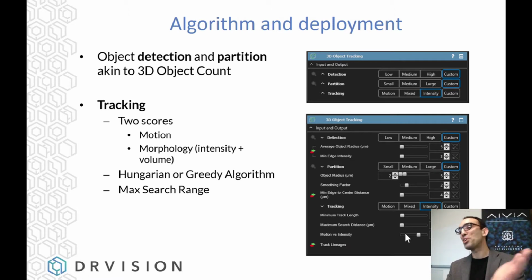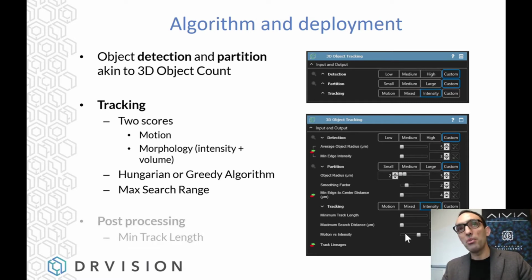If it's somewhere in between, you can just leave it in the middle, and it will work just fine. Once we have those two scores, we then use Hungarian or greedy algorithm to decide to assign the objects in time point 2 to time point 1 and connect the different time points.